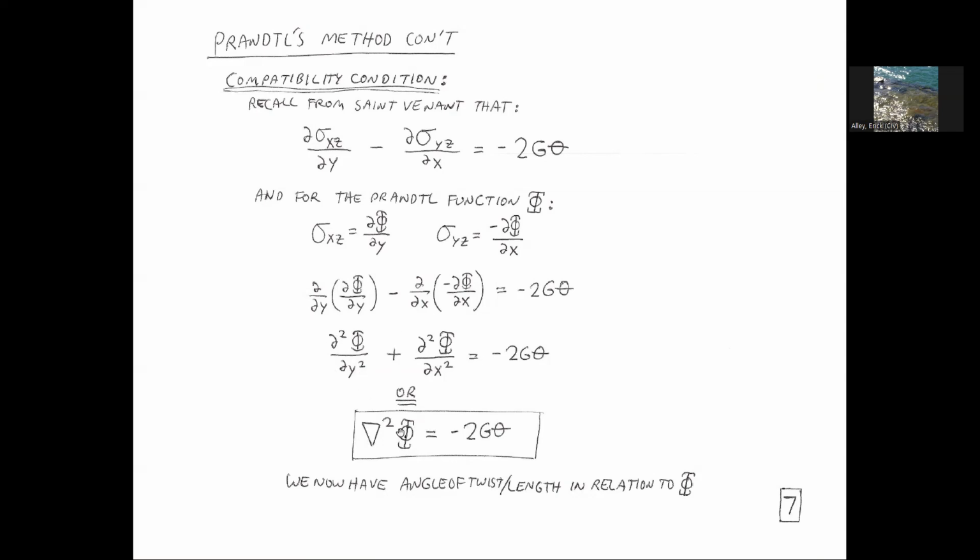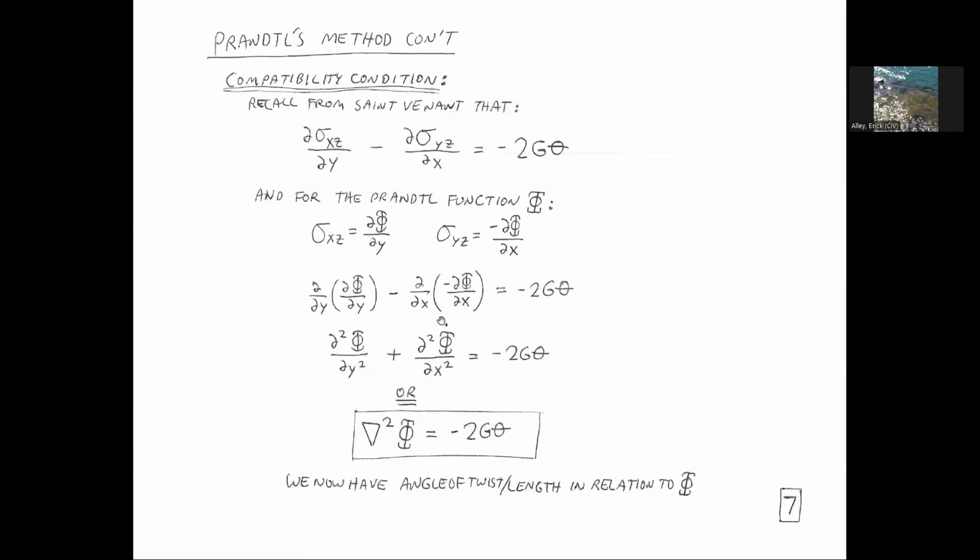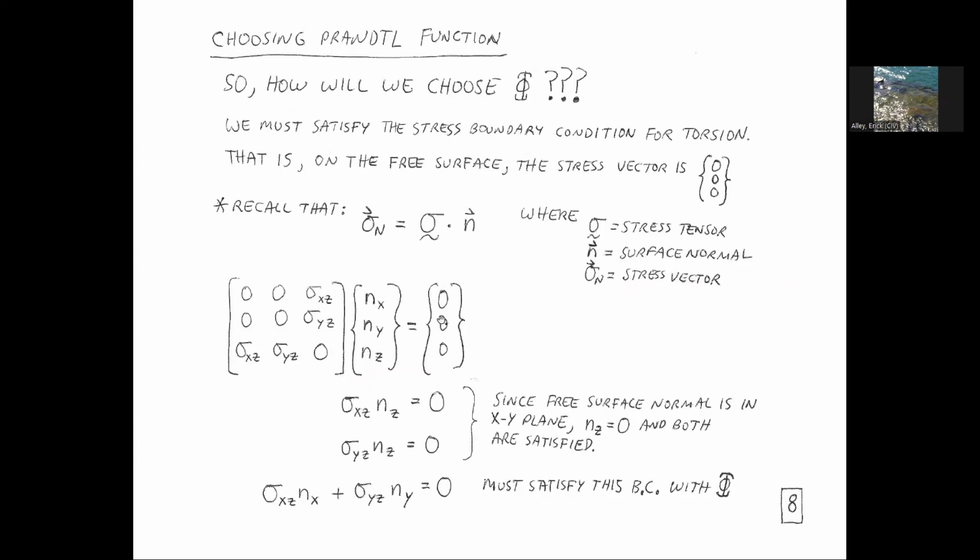And Prandtl's a 2D function, just a function of x and y. So we can shorthand write it like this. This del squared or Laplacian means second derivative of x plus second derivative of y. So now we've got twist rate related to phi. We've got the stresses related to phi that satisfy this. Only thing we got to do now is choose it, right? And in the 4000 class, this is what we get into. We've got to choose these functions that satisfy our boundary conditions.